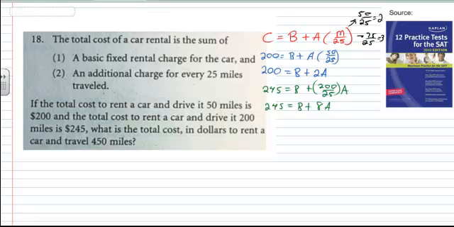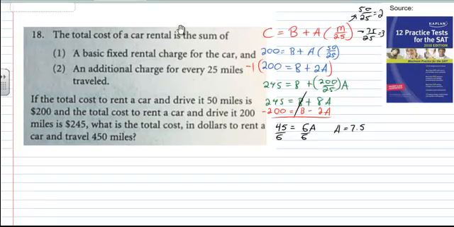Now, I can take the top equation and multiply the whole thing by -1, because that'll get our b's to cancel out. When I multiply the whole equation by -1, I get -200 equals -b minus 2a. Now I can add straight down with both of these equations, and we get 45 equals, the b's cancel, and we have 6a on the other side. Divide both sides by 6, and a equals 7.5. Now that a equals 7.5, we can plug that back in to find b.